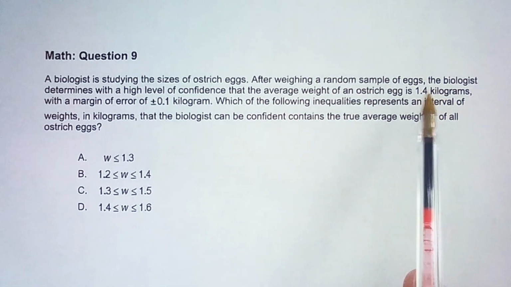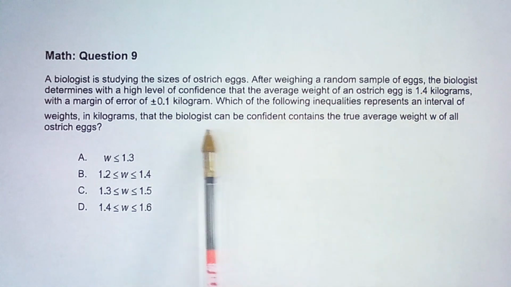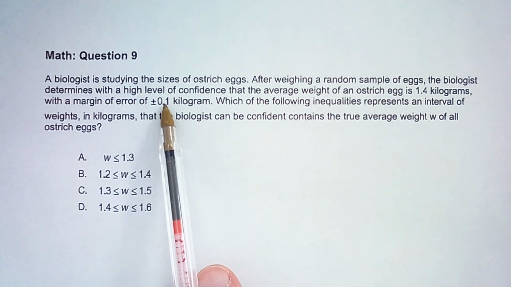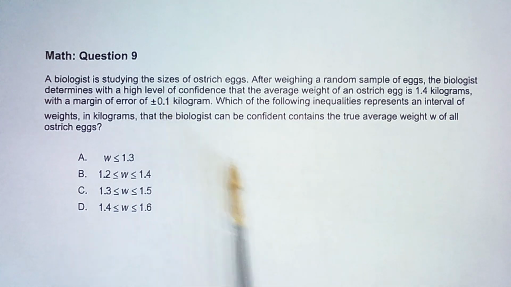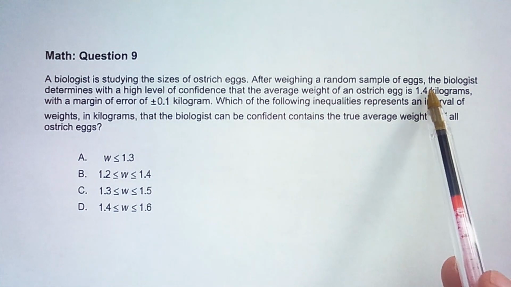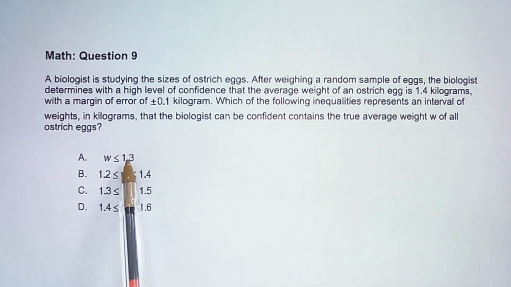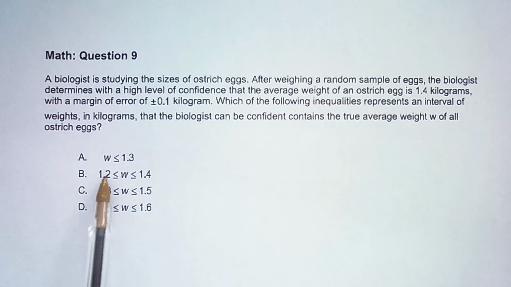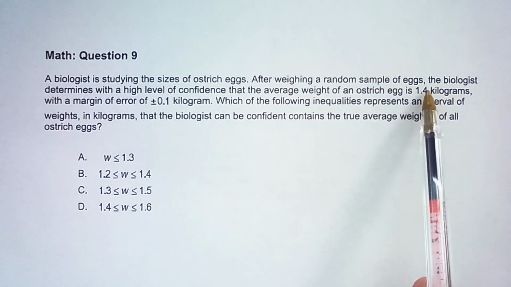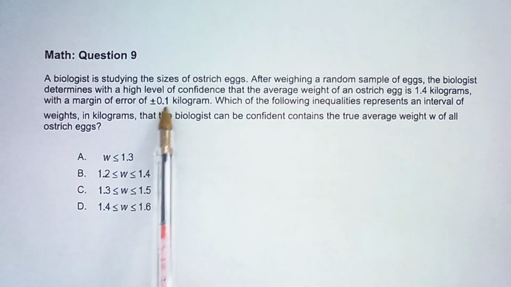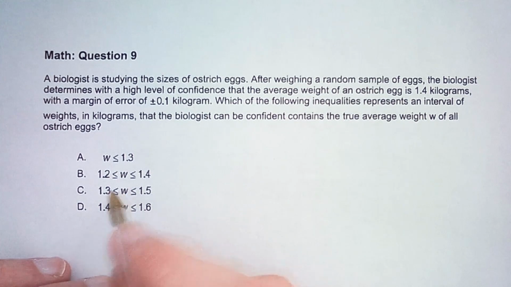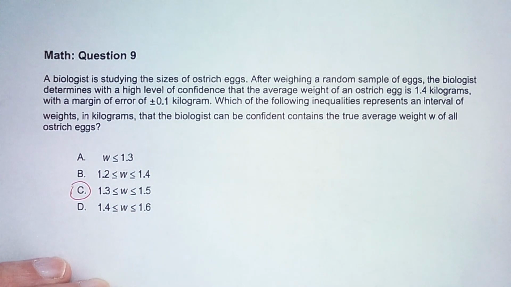Okay, so that true weight is 1.4 kilograms plus or minus 0.1. Okay, so 0.1 above and 0.1 below 1.4. Okay, so it's saying that the weight is less than 1.3. That's not true. Between 1.2 and 1.4, no. 1.3 and 1.5, I like that option. Okay, so we've got 1.4 plus or minus 0.1. That is between 1.3 and 1.5.